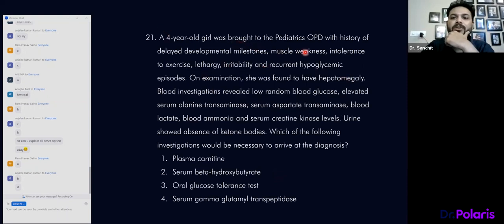A 4-year-old girl was brought to the pediatrics OPD with history of delayed developmental milestones, muscle weakness, intolerance to exercise, lethargy, irritability, recurrent hypoglycemic episodes. Now, always remember, all of these things are related to only one thing. This is a particular thing that is produced by liver, right? So when this hepatomegaly or liver enlargement will happen, this particular thing goes down. And when this thing goes down, the pediatric patient, usually because of this deficiency, develops these kind of problems. They will have intolerance to exercise, they will be lethargic, they will be hypoglycemic, they will be having low gluconeogenesis, right? They will be having low blood glucose levels.